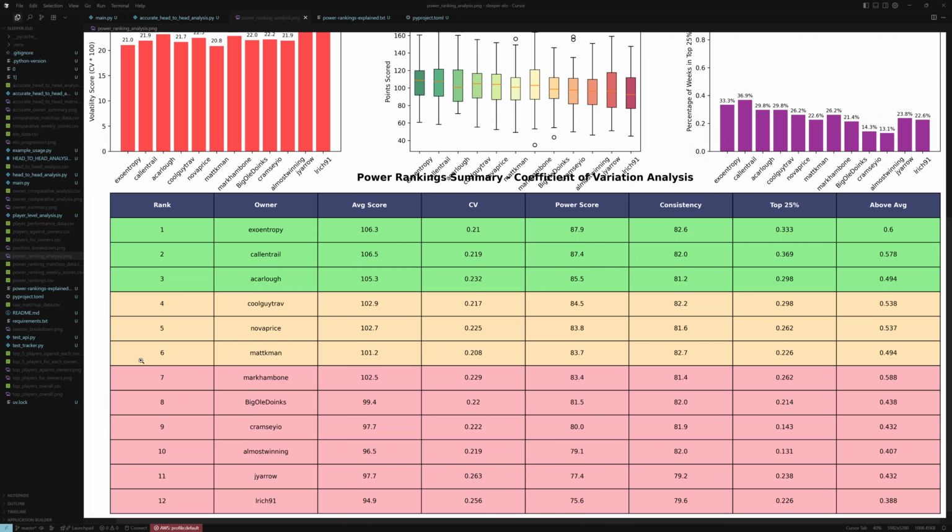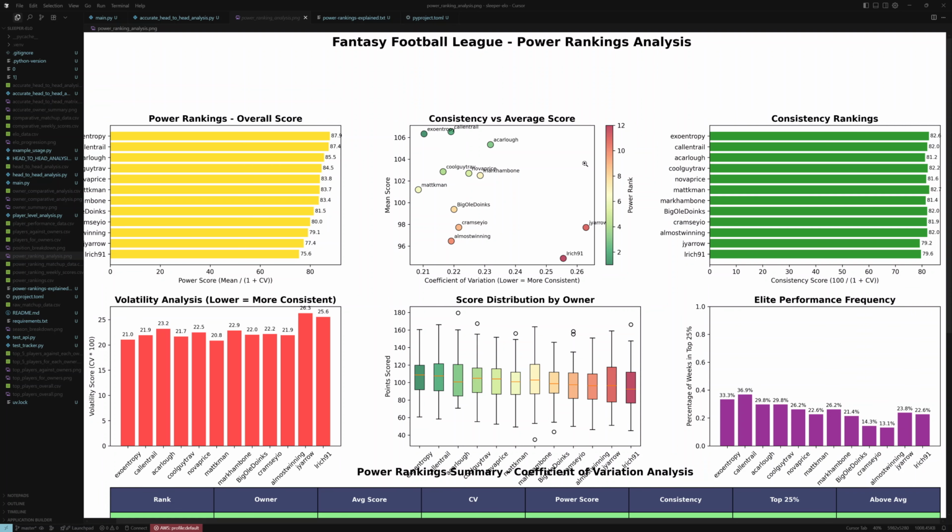So yeah, we can dogpile on Logan and John, who by this formula have even a lower power score than Trond. Although John is averaging a higher score than Trond, but he's just too volatile. I think John has called that out too. But yeah, this is pretty cool, playing around with this stuff.